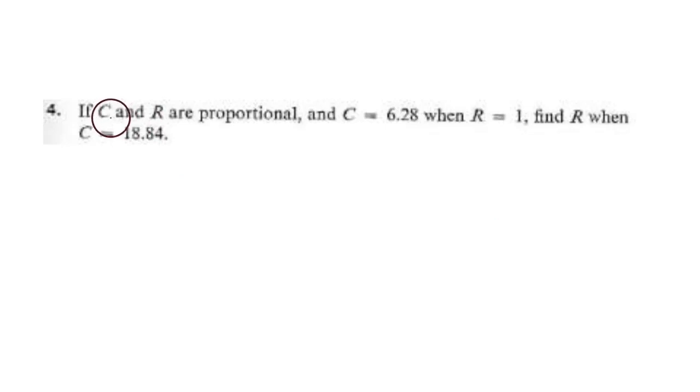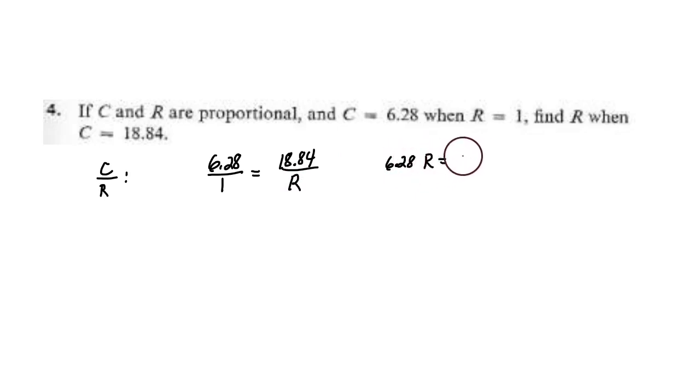Question 4. We're told that the variables c and r are proportional. And we're given some values. I'm going to create ratios. I'm choosing to put c on top and r on the bottom. So when c is 6.28, the value of r is 1. When c is 18.84, let's find the value of r using cross multiplication. So 6.28 times r is equal to 1 times 18.84. Now divide by the 6.28. And the value of r is 3.